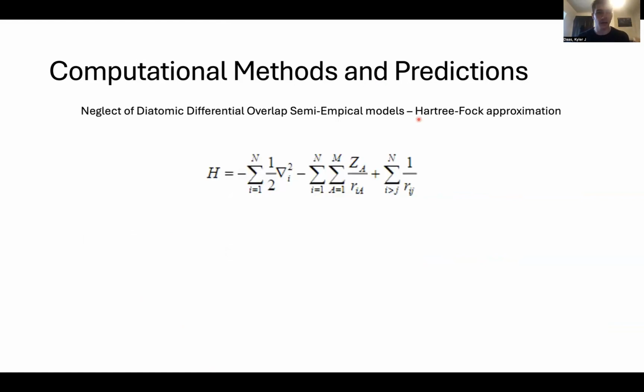Lastly, we looked at the Hartree-Fock approximation, and this is really complicated math, so I'm really not going to go into it too much. All you need to know is that in this Schrodinger equation Hamiltonian, this term is really, really complicated.